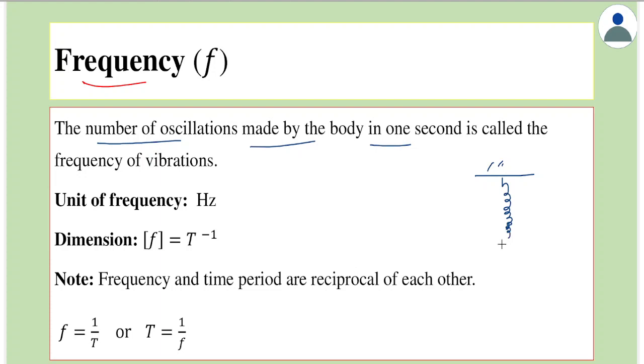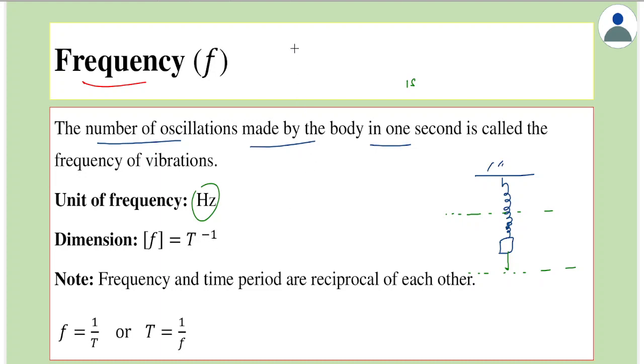Now suppose you pull the mass down and leave it, it will oscillate. Let's assume that the mass oscillates between these 2 points. So if we take time as 1 second and calculate the number of oscillations it does in 1 second, that is called frequency. It is measured in units of hertz and its dimensional formula would be T power minus 1.